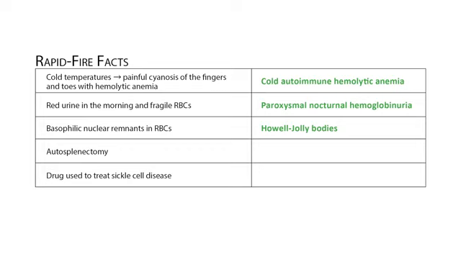Autosplenectomy, you should associate that with sickle cell disease. That's where the patient autoinfarcts their spleen over several years. And then the drug used to treat sickle cell disease is hydroxyurea. Make sure you know that one.